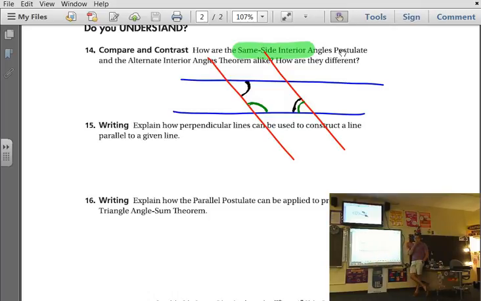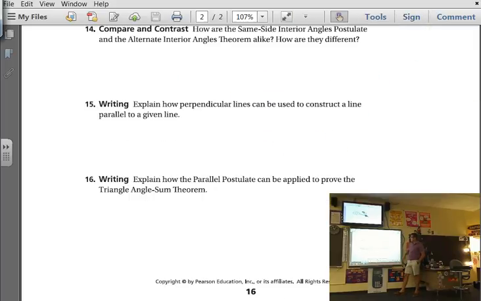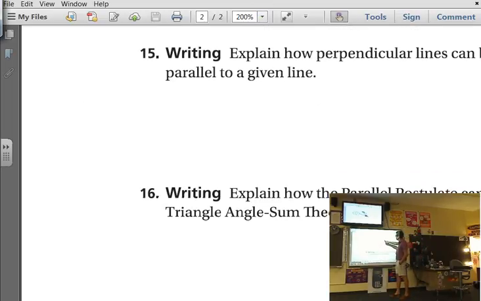Okay. 16. So we know the parallel postulate. Oh, I love this problem. I told you guys this was a famous one.